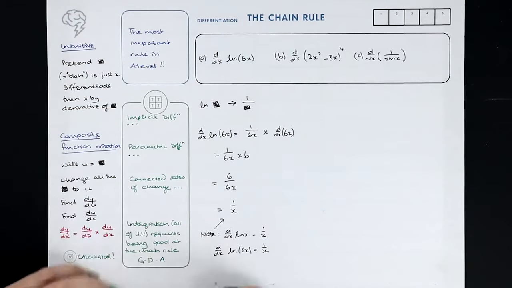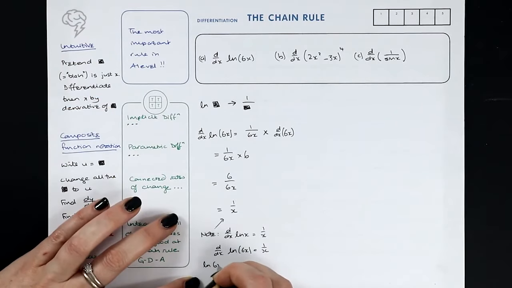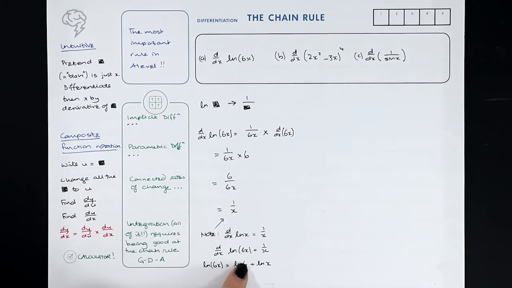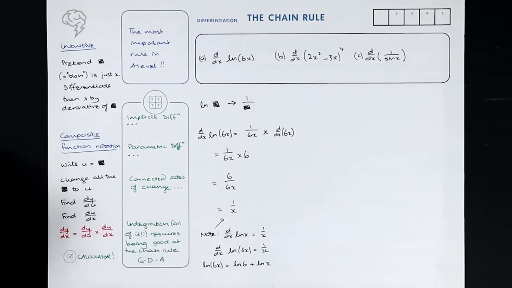But also think of it like this. Ln 6x, using the rules of logs, is ln 6 plus ln x. So what would happen if I differentiate that? Well, ln 6 is just a number, like differentiating 2. You get 0. And then what's the derivative of ln x? 1 over x. So that's another way of thinking about it. If you write it like that, then you differentiate it normally. You don't even need the chain rule. Then it pops out like that.